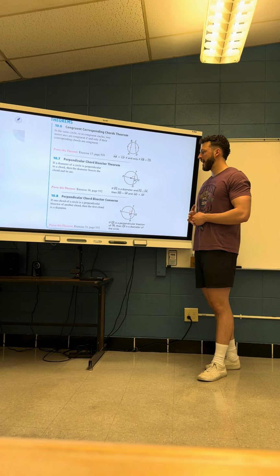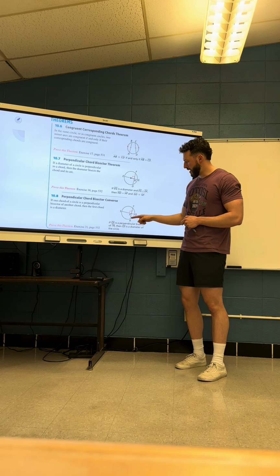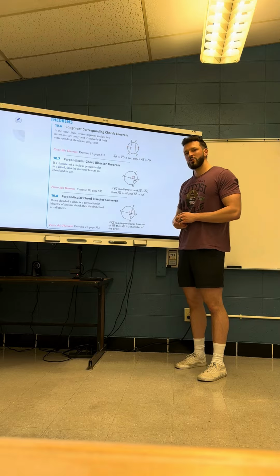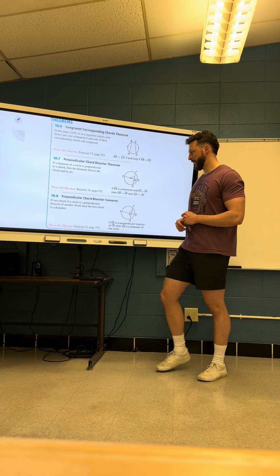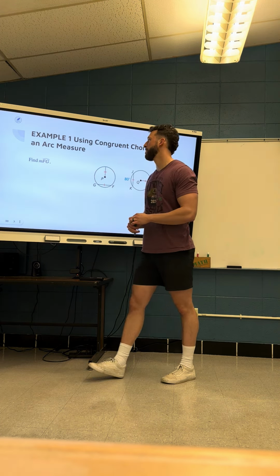Similar thing, if we've got a perpendicular chord bisector converse, so if we've got a chord here and it's bisected, so both sides are congruent, and it is perpendicular to another line, that means that that other chord that it's perpendicular to has to be the diameter. So again, jot those down if you haven't already.